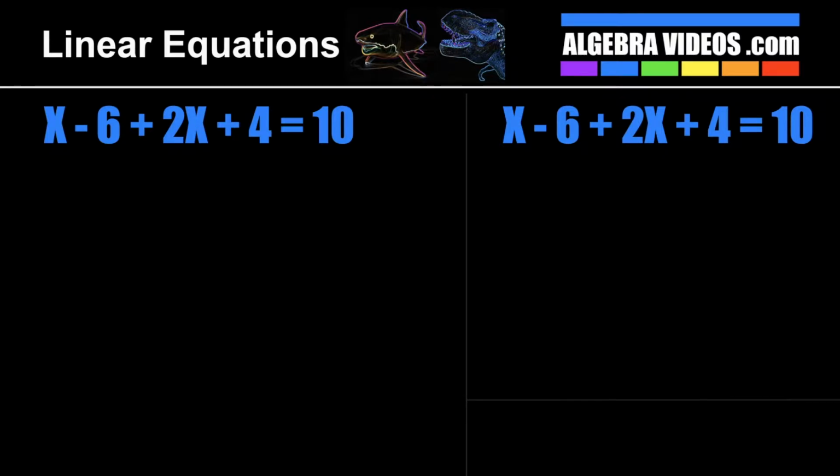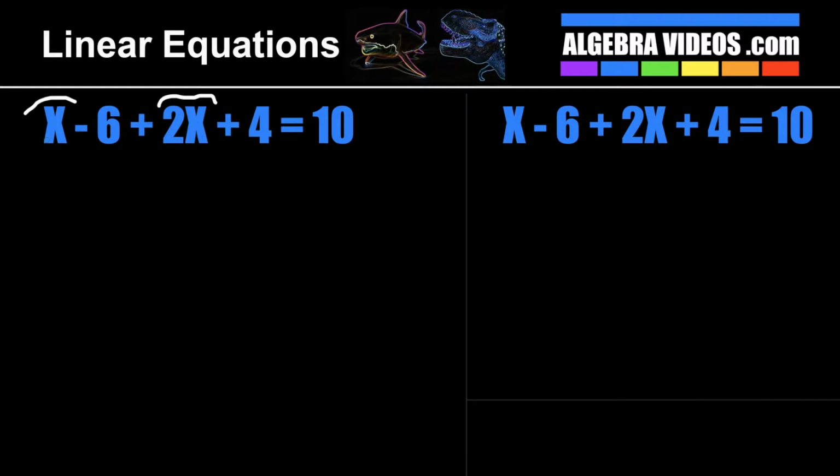x minus 6 plus 2x plus 4 equals 10. We want to get x by itself when we're working an equation like this. And before we get to that, we want to make the equation as simple as possible. So we can always look for terms that are similar and combine them, bring them together, so that the problem will be shorter and easier to look at.